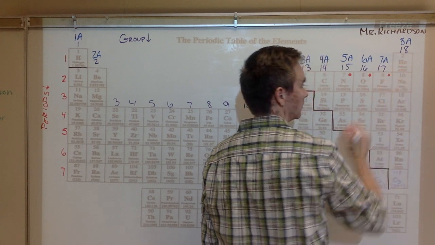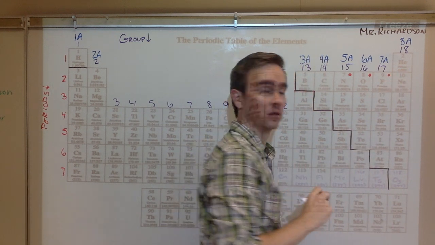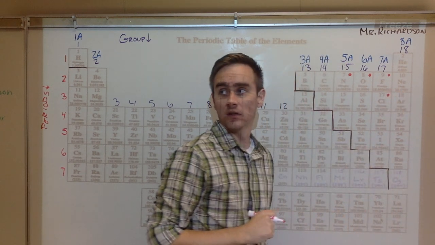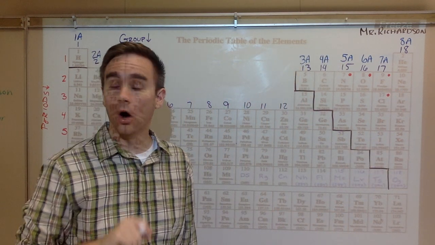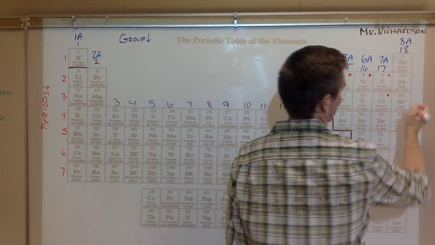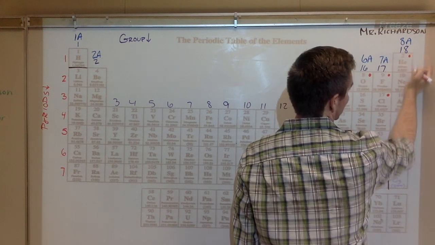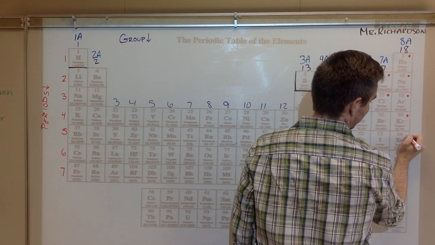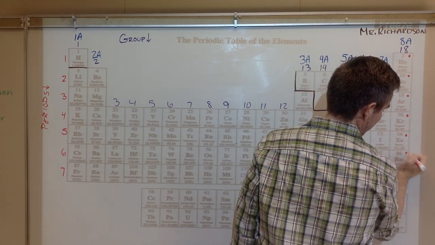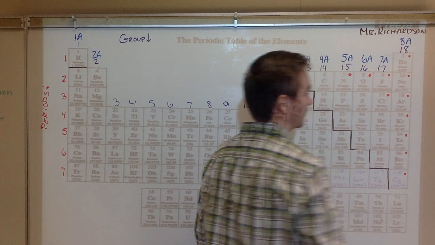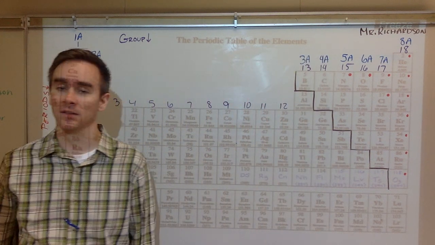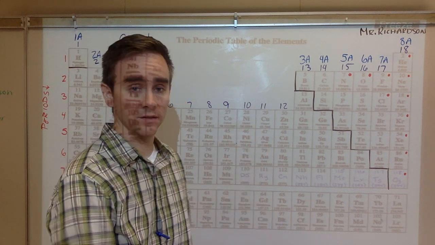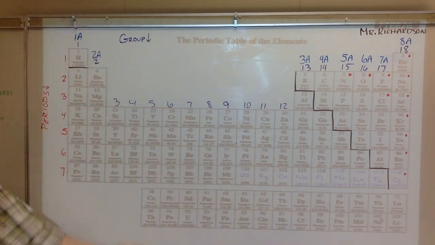Fluorine, F. Chlorine, Cl, right below it. All of group 8A, all of the noble gases, all of 18 or 8A. Those are all gases. And then there's one more. It is a non-metal that is not with the other non-metals. That is hydrogen.